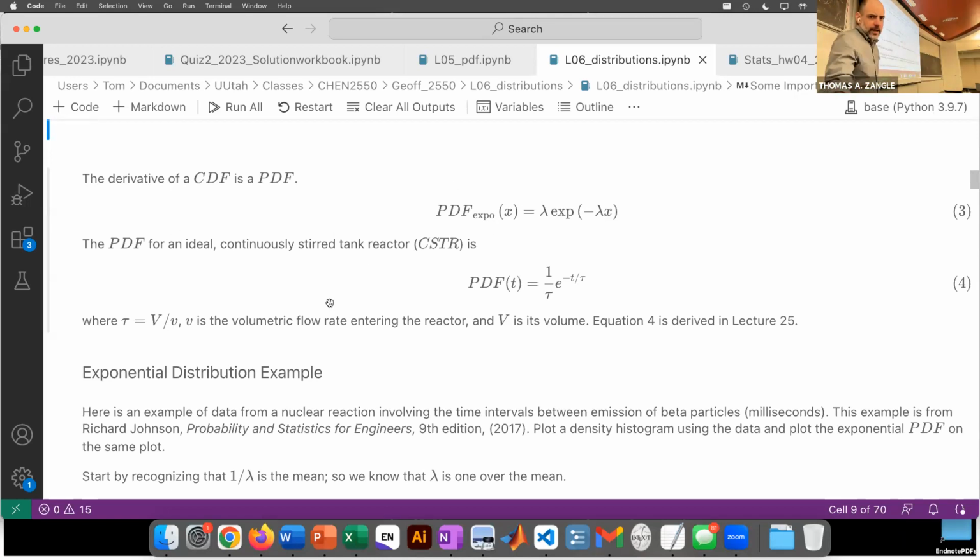So one example of applications for this, just to preview something we're going to talk about later. In later lectures, in this case lecture 25, we're going to look at more applications of the concepts that we're covering now in different processes in chemical engineering. For example, we'll derive the PDF for residence time within an ideal continuously stirred tank reactor, and we'll see that this PDF follows the exponential distribution.